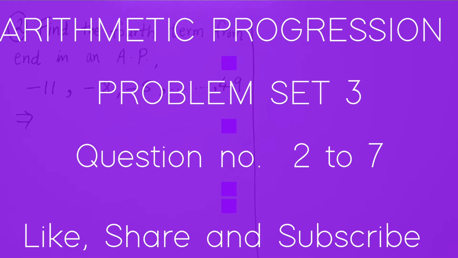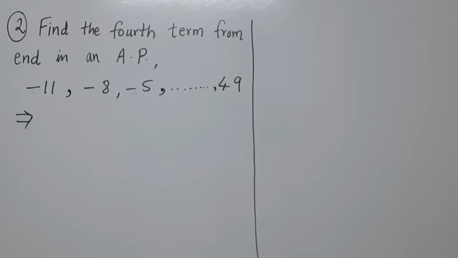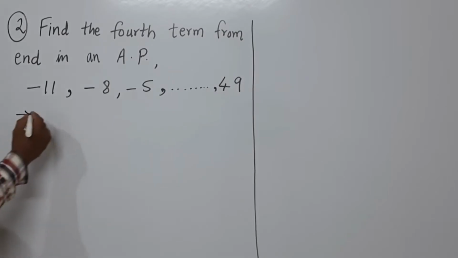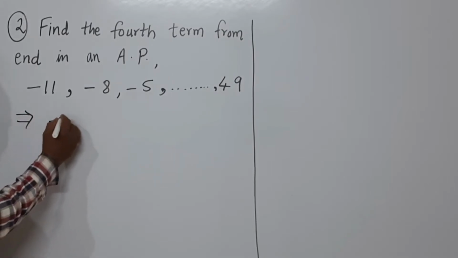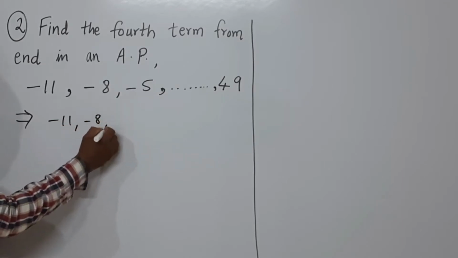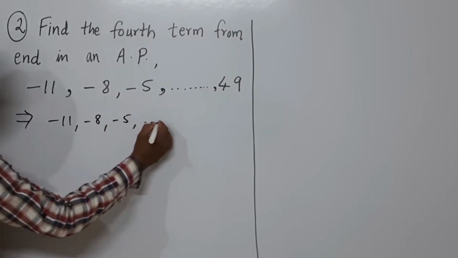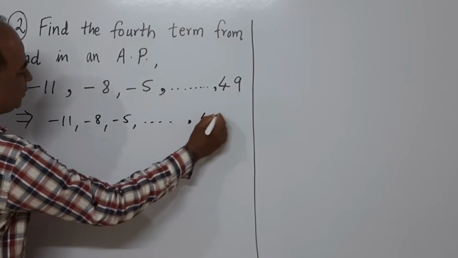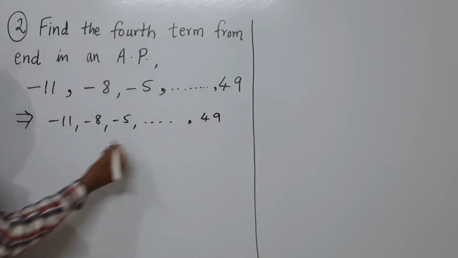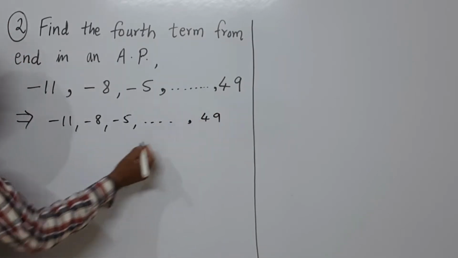Question number 2, find the fourth term from the end in an AP minus 11, minus 8, minus 5 and last term is 49. So here the given AP is minus 11, minus 8, minus 5 and last term is 49. You have to find the fourth term from end.